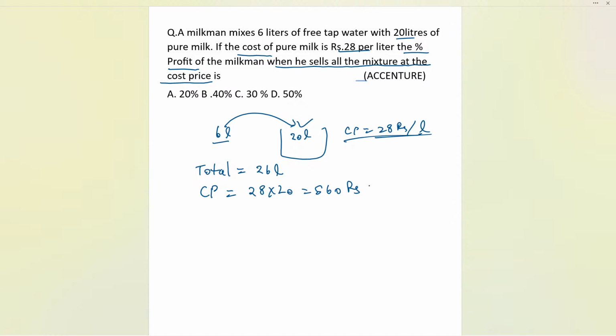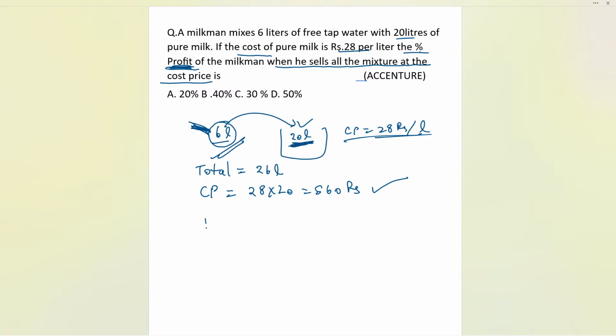So he's selling at the cost price only. But the thing is that he is mixing 6 liters. So that is the profit we have, because we need the percentage profit. So profit will be only the water that he additionally mixed, because this is the price he already paid. This is the extra amount of milk we have, and we can calculate further.